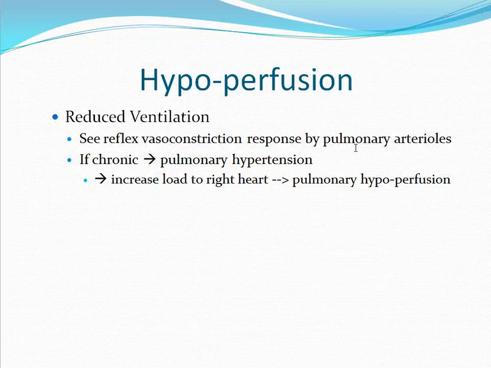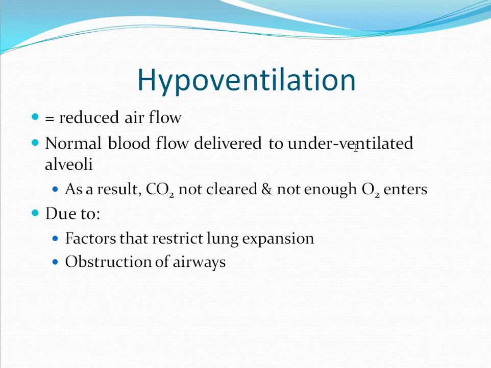The third condition is reduced ventilation. Here you will see a reflex vasoconstriction response by the pulmonary arterioles. This would be fine under normal conditions. However, if it's chronic, it can produce pulmonary hypertension, which can lead to an increased load on the right heart, resulting in pulmonary hyperperfusion.